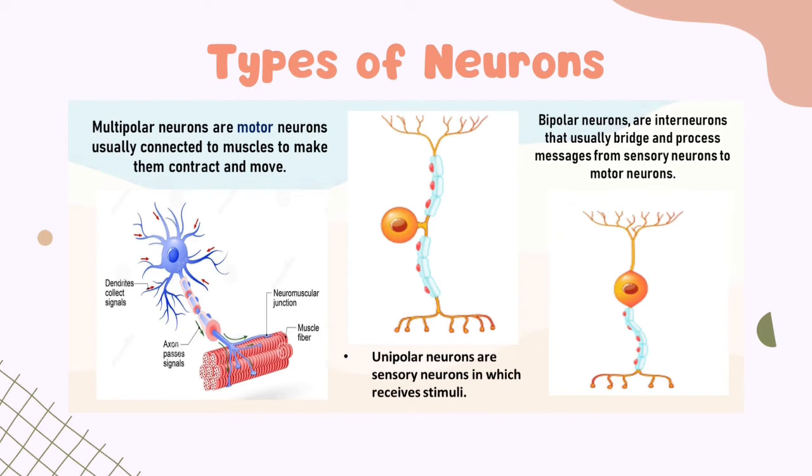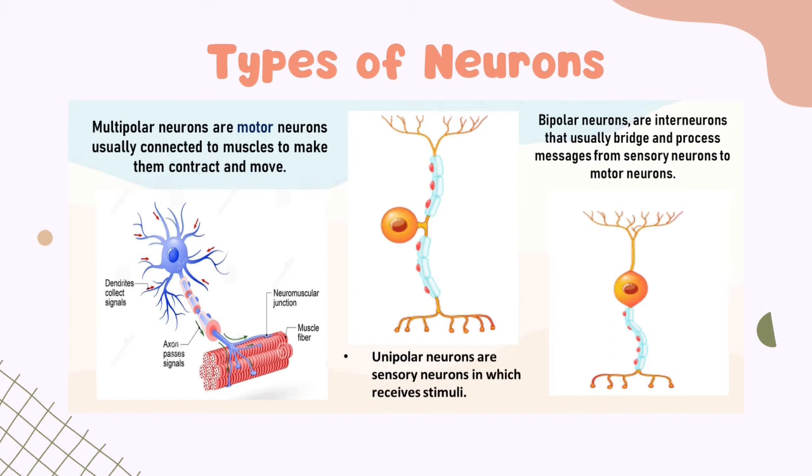The multipolar neurons are motor neurons usually connected to muscles to make them contract and to move. So multipolar neurons are for muscle contraction. Next we have unipolar neurons. Unipolar neurons are sensory neurons which receive all the stimuli. So multipolar neurons are for muscle contraction, while unipolar neurons are the stimuli receivers. Next we have the bipolar neurons.